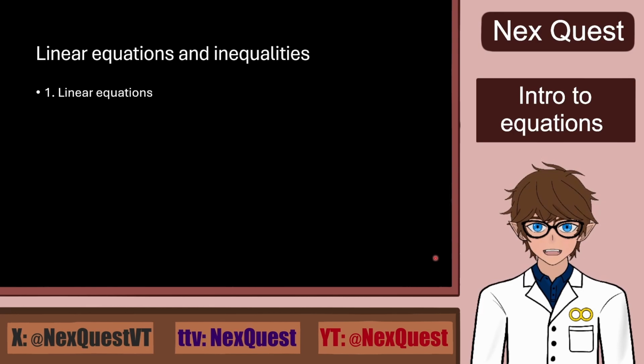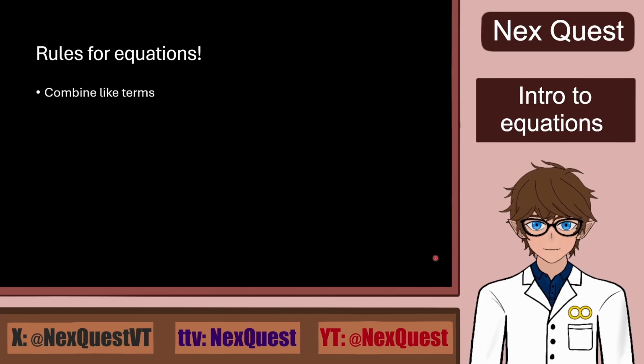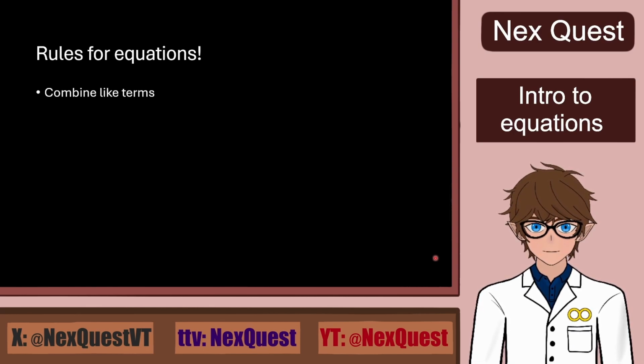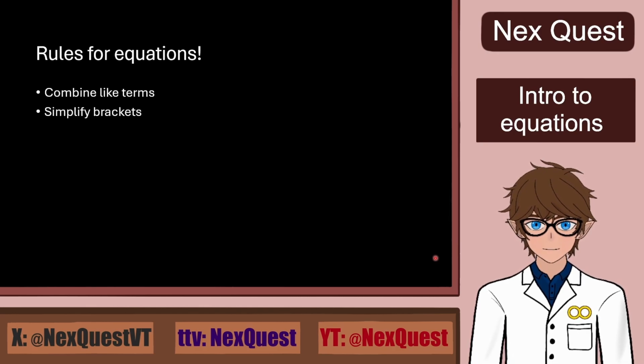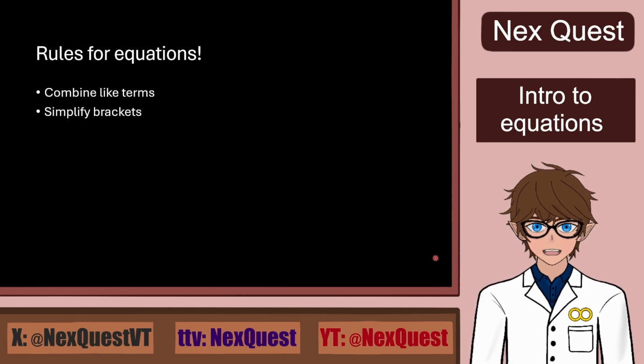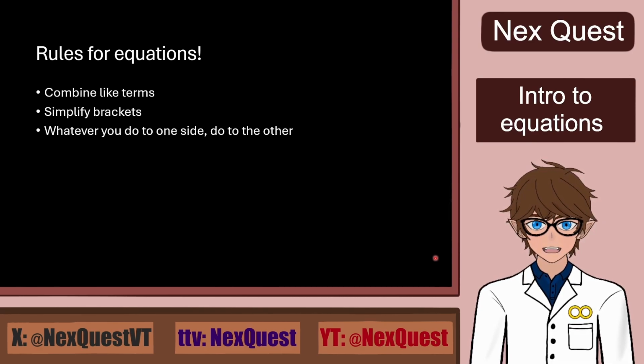Now, we will learn how to solve linear equations. First, we have to cover some rules. Basically, combining like terms, that stays. Next up is we simplify brackets. We also had this before, so hopefully we know how to do it. Next up is whatever you do to one side, you must do to the other. It's a very important rule because they are equations for a reason.